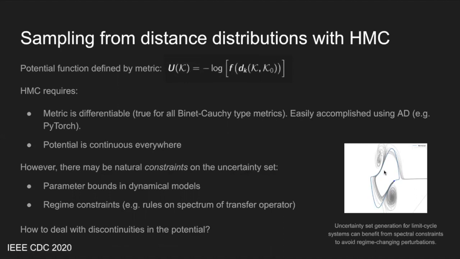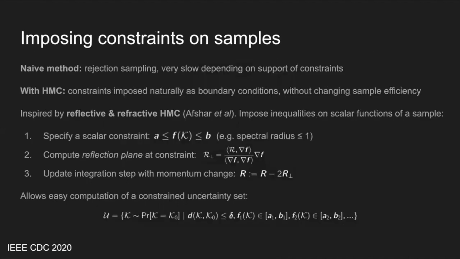In this case, we would like to impose some rules on the spectrum of the transfer operator. In this case, we want to keep it within an epsilon of 1. So these constraints induce discontinuities in the potential. And the question is, how do we deal with these discontinuities when sampling?